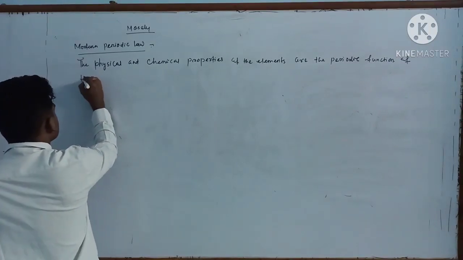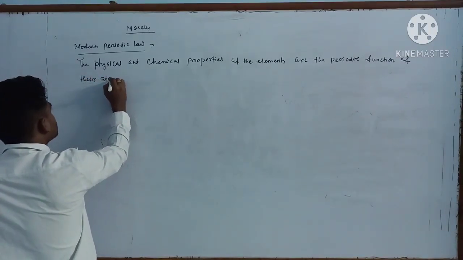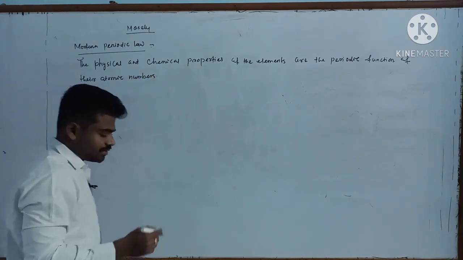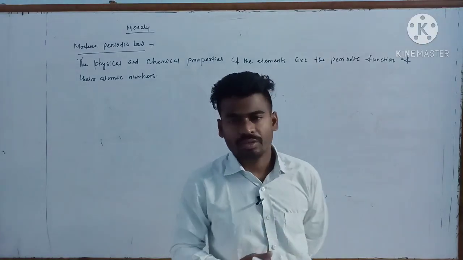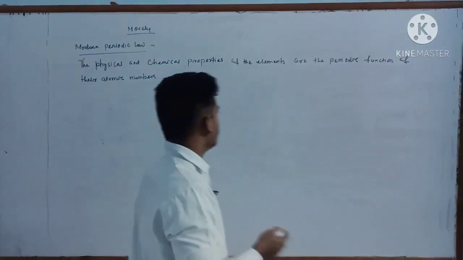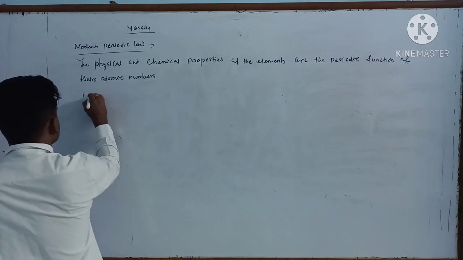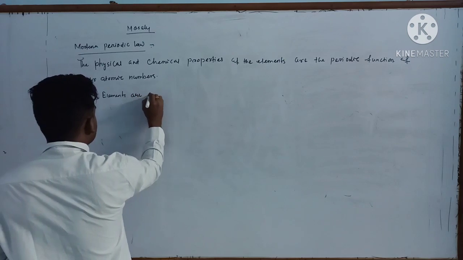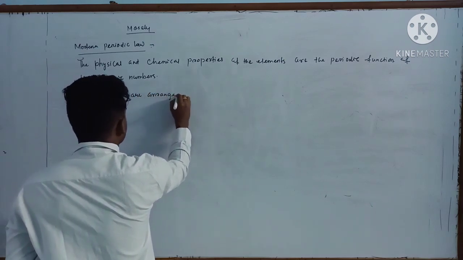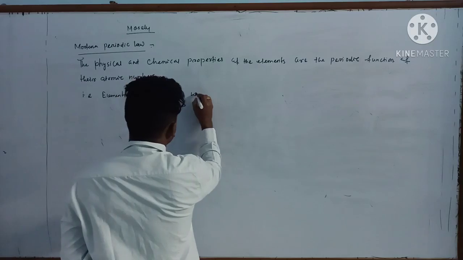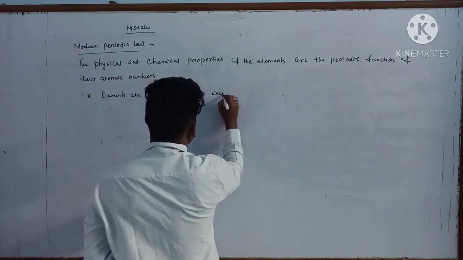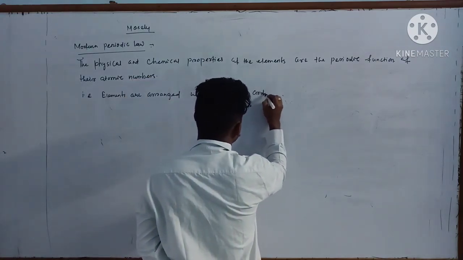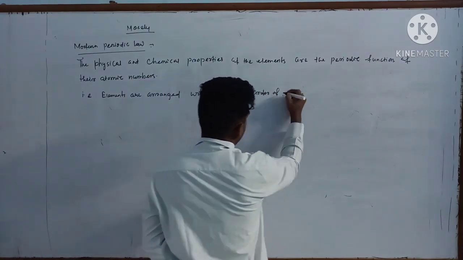Function of their atomic numbers. That means elements are arranged in increasing order of their atomic numbers. That is, elements are arranged with increasing order of their atomic numbers.